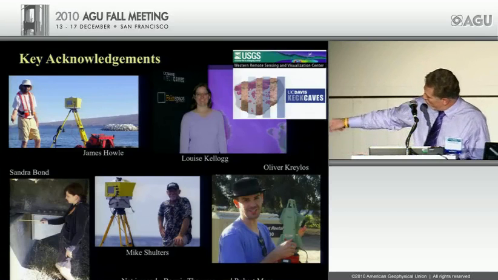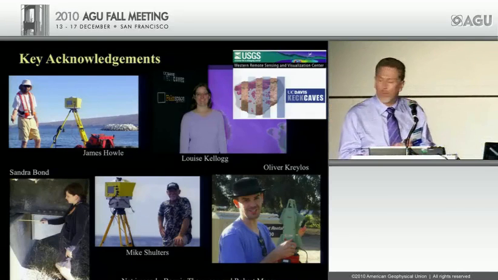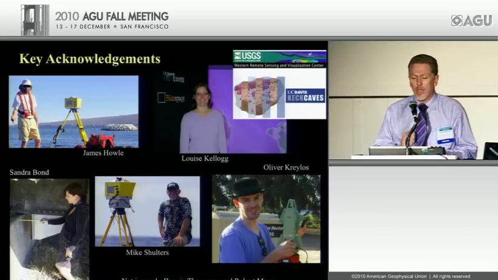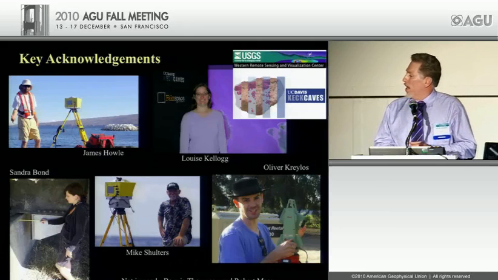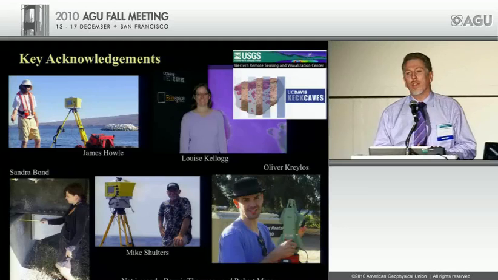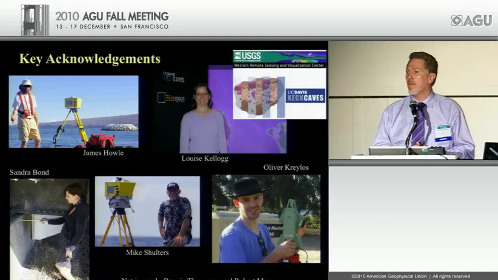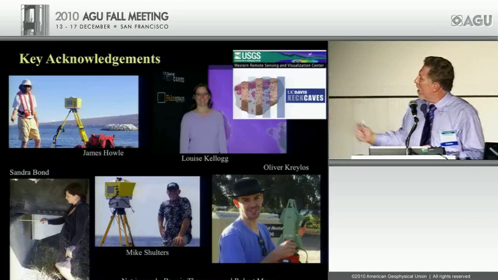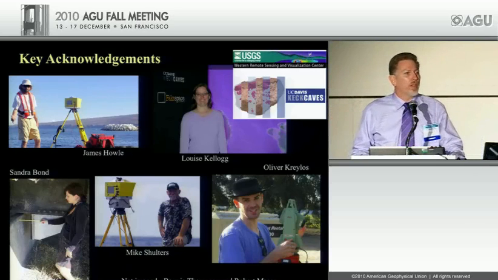Mike Schulters, and we actually have some names at the bottom, so we're missing the bottom couple inches on the slide. We've got Bonnie Thompson and Robert Mason from the USGS, along with Mike Schulters. They saw my vision. They helped fund, and they've given me the time and funding to make this work. Louise Kellogg and Oliver Kreylos with the UC Davis KeckCAVES.